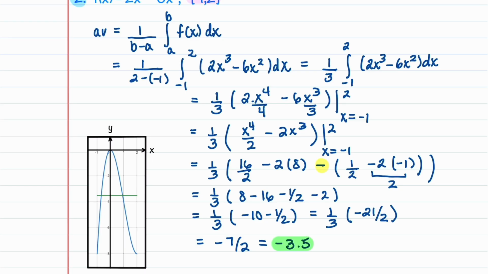If we look at our graph over here on the left, in blue, I graphed the function that we're trying to find the average value of. It goes between -1 and 2. And then we found that the average value was -3.5, which is represented by that line right there. And you can see that graphically, it represents the average value of our function. And that's it. You've learned how to calculate the average value of a function on a closed interval.